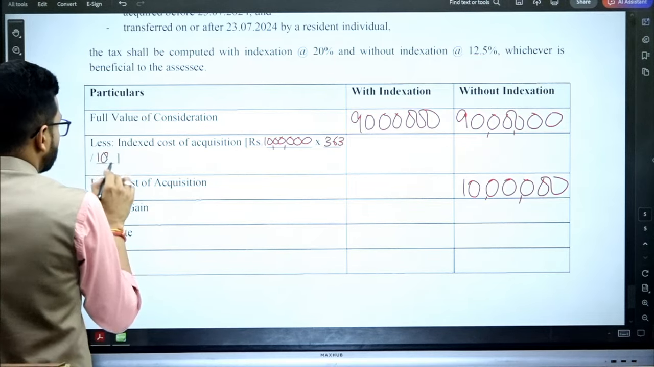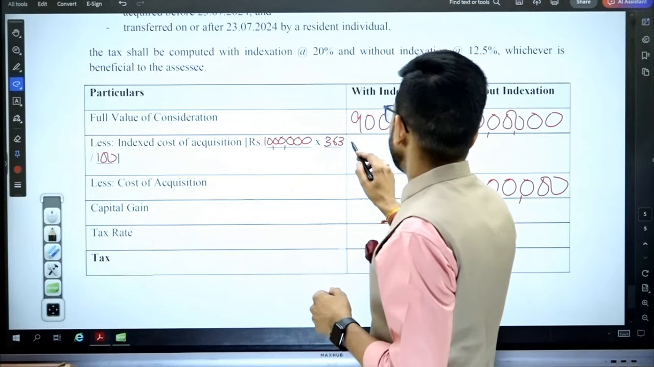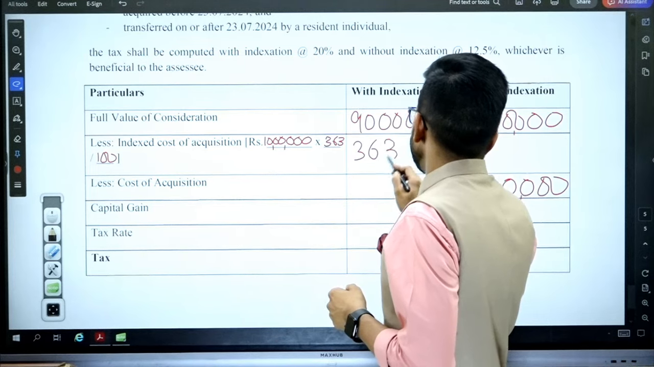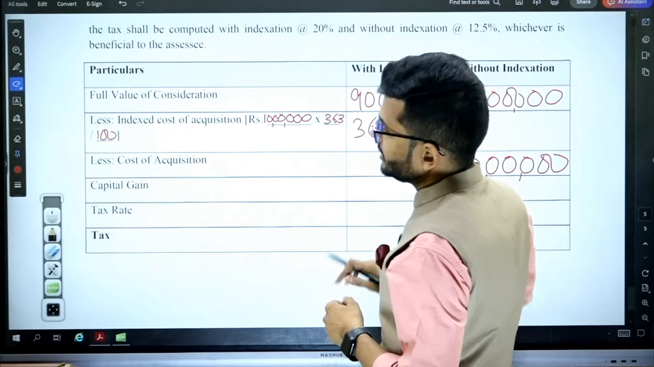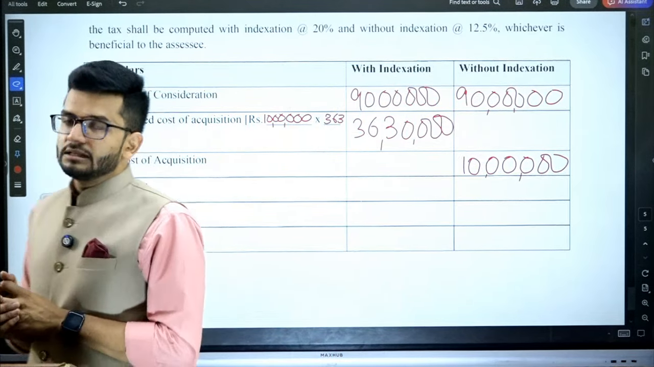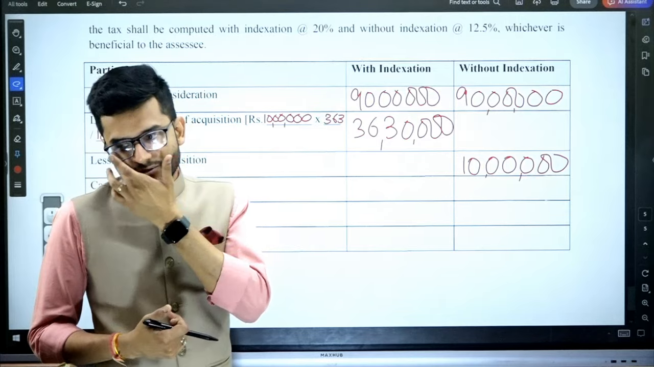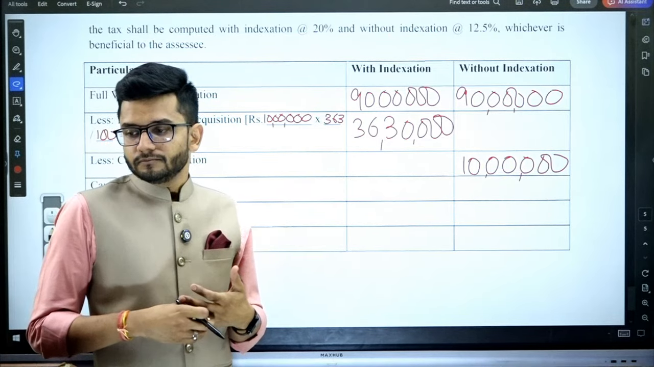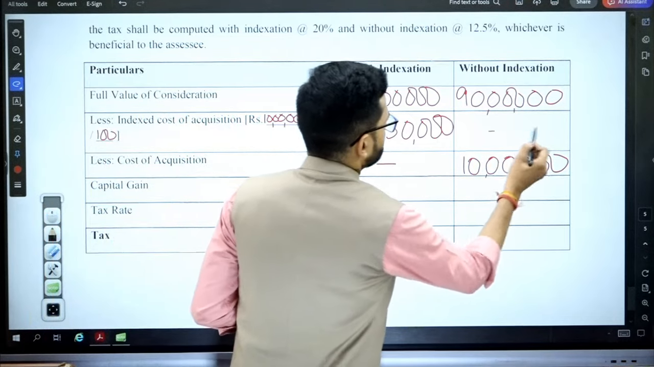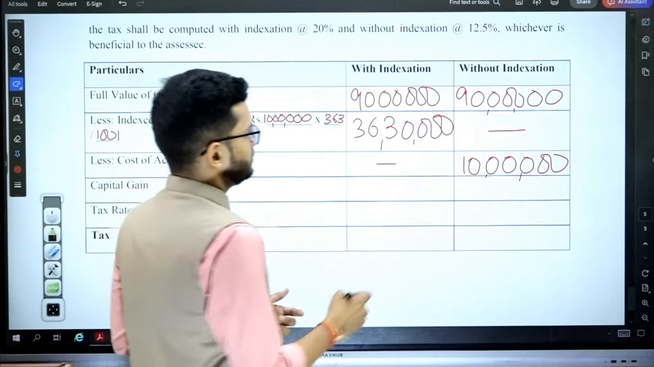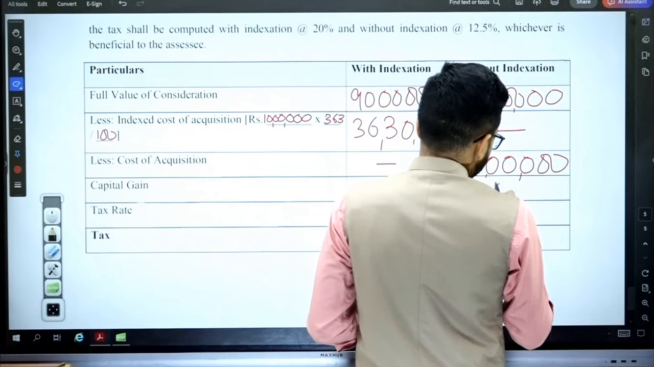So what will be the cost of acquisition in this case? 36 lakh 30,000 will be the indexed cost of acquisition in this particular case. So this will be a dash. Now what will be the capital gain? Capital gain in this case is 80 lakh rupees.